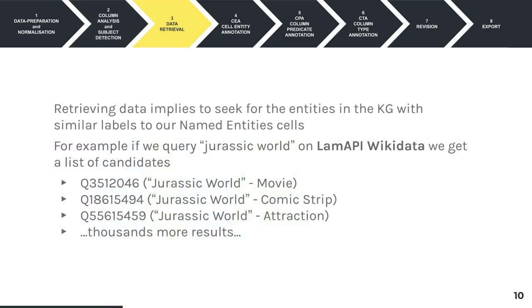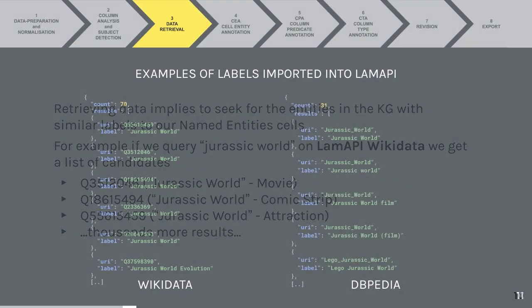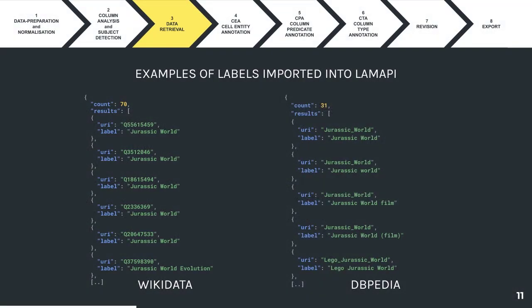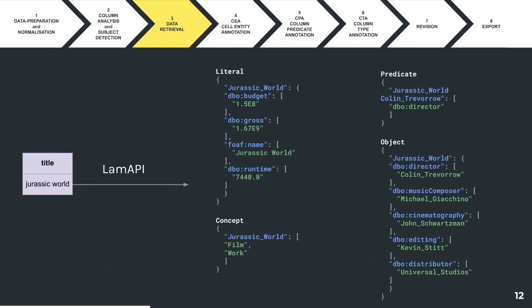Retrieving data implies seeking the entities in the knowledge graph with labels similar to our named entity cells. For example, if we query Jurassic World on LAM-API Wikidata, we get a list of candidates: Jurassic World with type movie, Jurassic World with type comic strip, and Jurassic World with type attraction. Regarding the data retrieval phase, this slide shows an example of labels imported into LAM-API. These labels were extracted from Wikidata and DBpedia respectively. Thanks to LAM-API, we can obtain, given a string, the list of concepts, predicates, literals, and objects associated with that string.